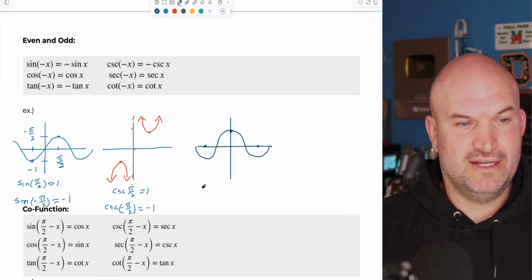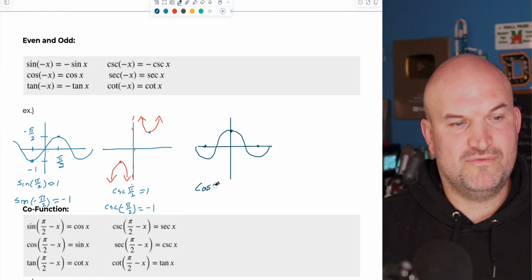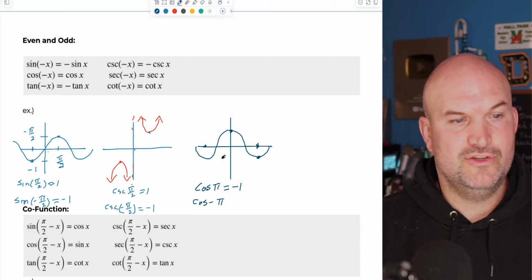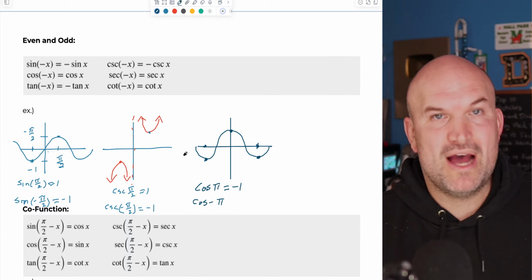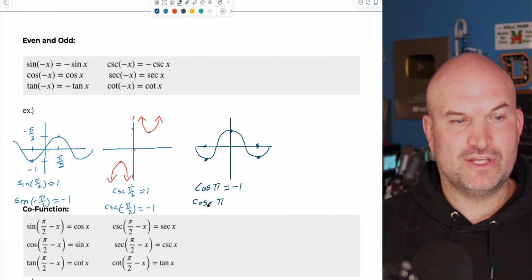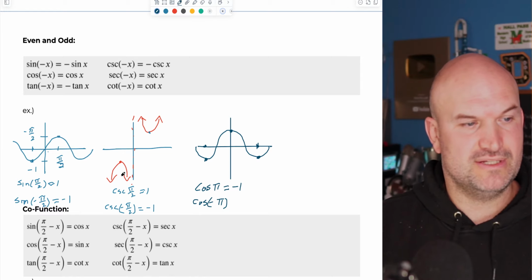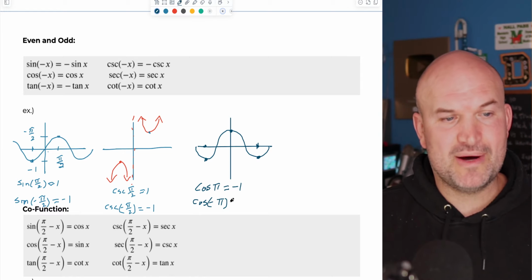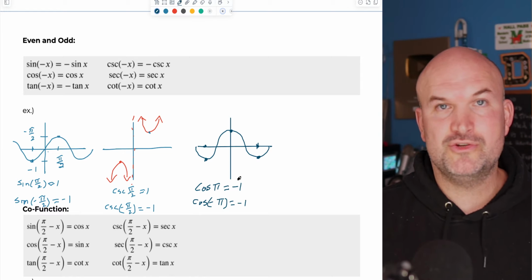What I want you to see is, when I say, what is the cosine of pi? That's equal to negative 1, right? Cosine of pi, that's equal to negative 1. Well, what about the cosine of negative pi? You can see, ladies and gentlemen, they have the exact same y value. These are symmetrical about the y-axis. So the cosine of, sorry, I should probably use parentheses there. Cosine of negative pi is also going to equal negative 1.